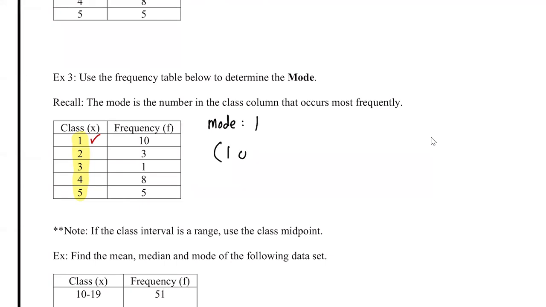So 1 occurs 10 times. Everything else occurs less than 10 times. Right? Yeah, there's some repeated, but if I wrote out this data set, and I did, you can count up, you have some repeated values. The 2's repeated, the 4's repeated, the 5's repeated, but the 1 is repeated the most, right? So that makes that the mode, right?